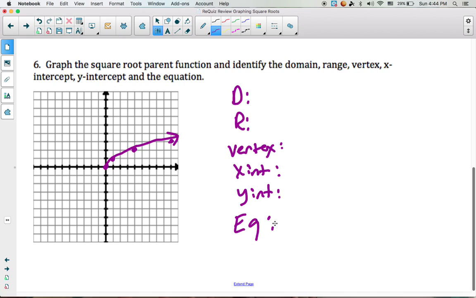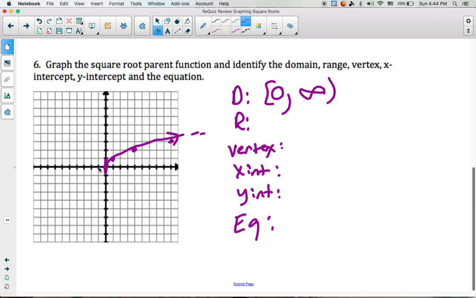So the domain is the left and the right side of the graph. So if you put your finger and you go to the very left over here, you ask yourself, what is that x value on the left side? That would be 0. Put your finger, go to the very right. The graph keeps going right on x, so that would take you to infinity. That's your domain.